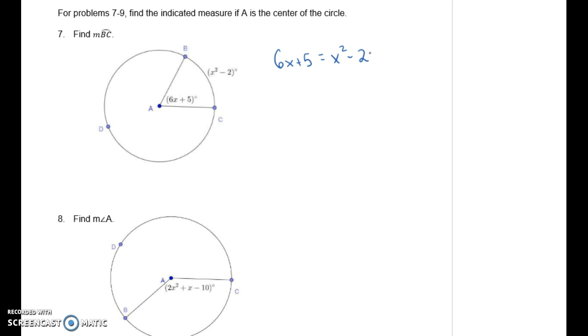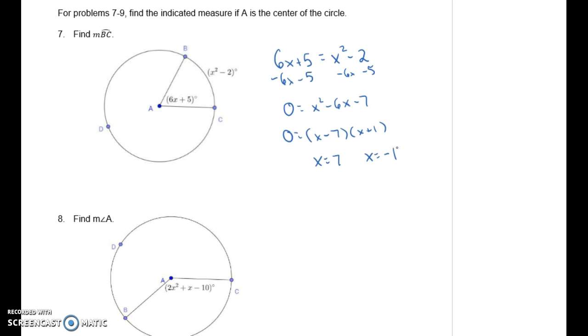To do that, I'm going to bring everything over to the right side in this case, because x squared is positive. That's where I want it to be. I'm going to move the 6x over and the 5 over. And so we'll have 0 equals x squared minus 6x minus 7. I factor that, and my factoring would be x minus 7 and x plus 1. This factor, when set equal to 0, gives 7. And this factor, when set equal to 0, gives negative 1.